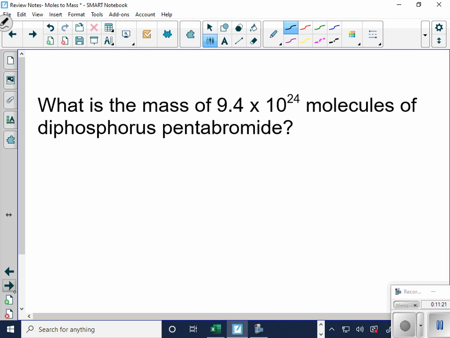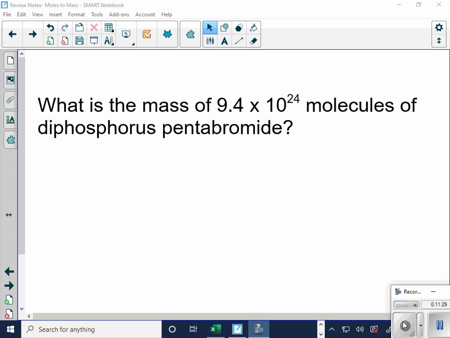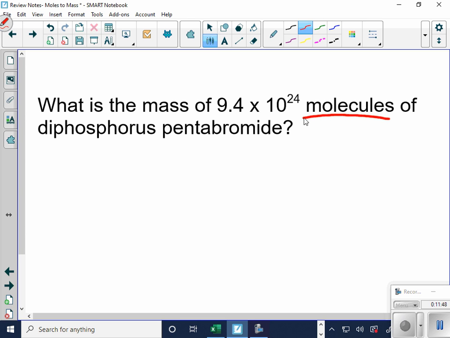Go ahead and copy down my third example here. Copy it down. All right. So the problem states, what is the mass of 9.4 times 10 to the 24th molecules of diphosphorus pentabromide? Now, as I'm looking at this, I see molecules. So I'm given molecules of diphosphorus pentabromide, and I want to go to mass.